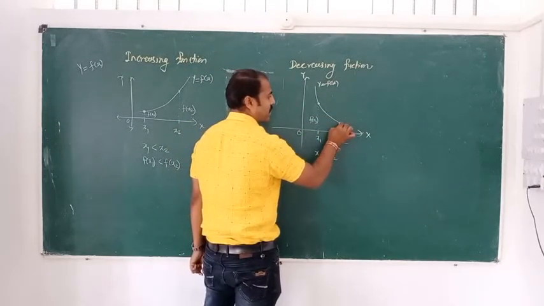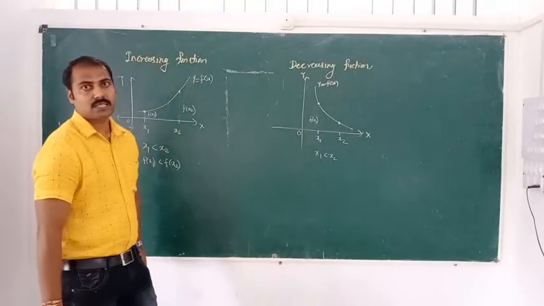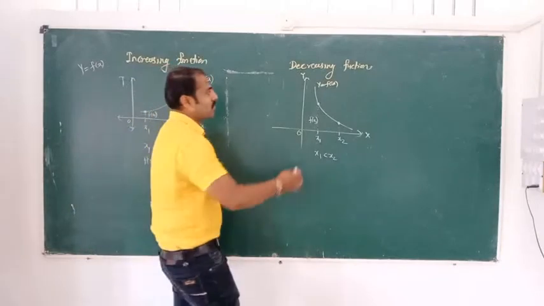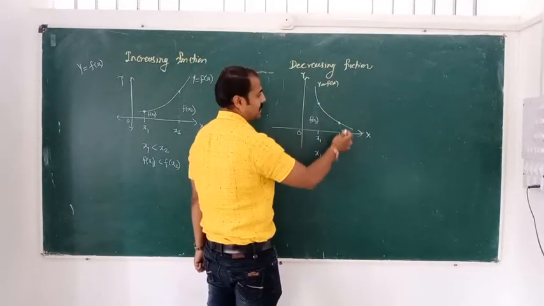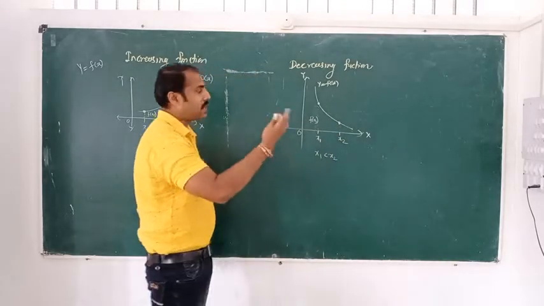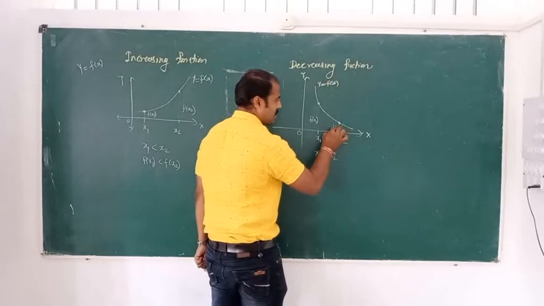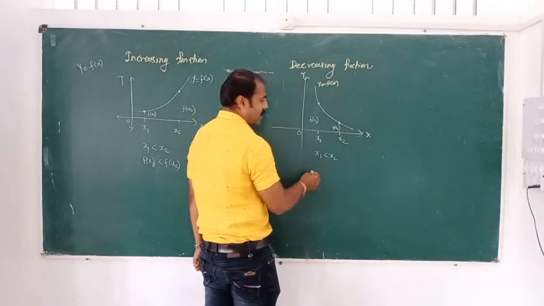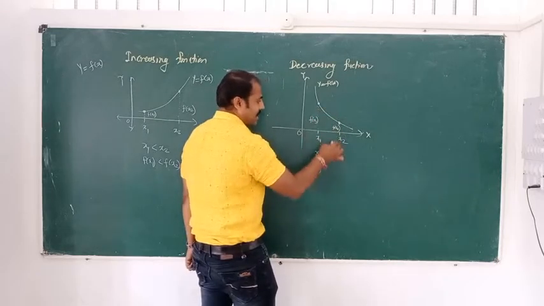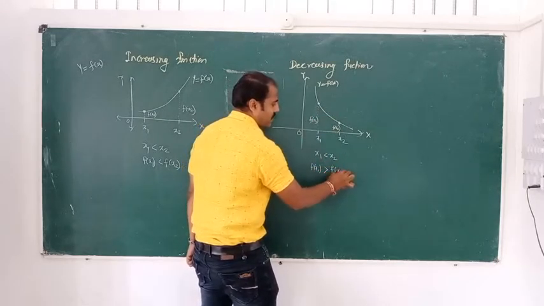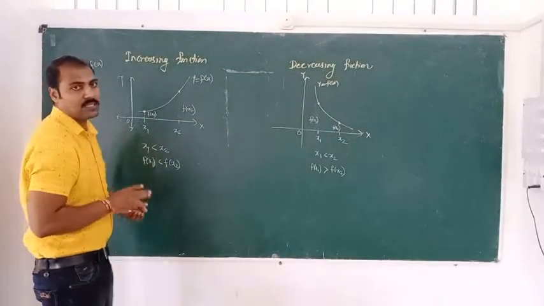And for the point x2, since it lies on the curve, it satisfies the equation of the curve by property of a locus, y is equal to f of x2. It means that x2 is the abscissa and its ordinate is f of x2. So, this distance is denoted by f of x2. And we clearly see here, f of x1 is greater than f of x2. So these are the conditions of increasing function and decreasing function.